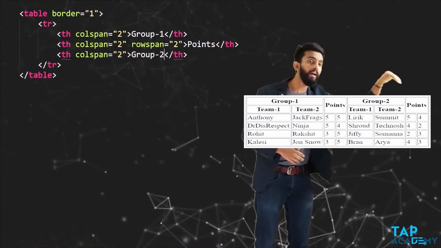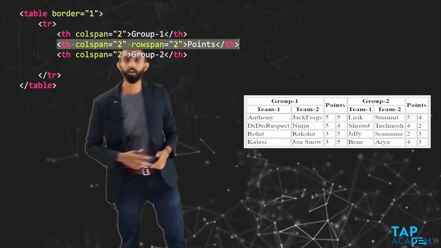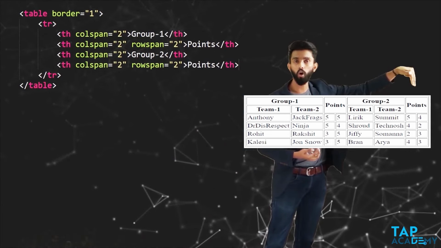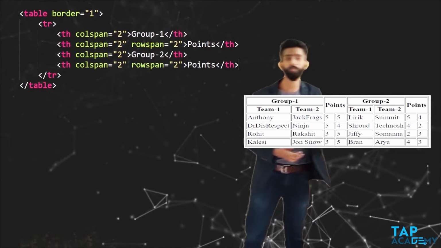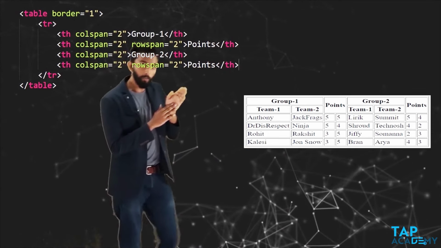After that, again I have the points part. So I will just copy that points part and paste it again. That's it, because the concept is the same, spanning across 2 columns and 2 rows. I hope you're able to think. Any confusion till here? Now my first row is done.